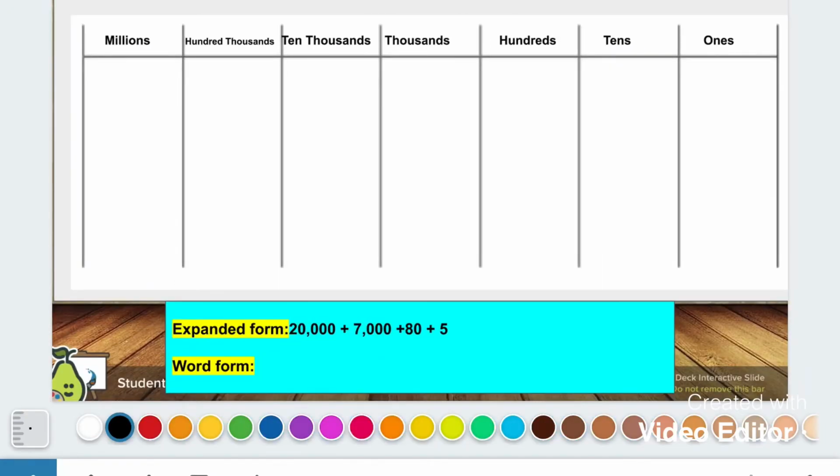Let's try another one. In this problem, they did not give us our number in standard form. Instead, they gave it to us in expanded form. So they showed us 20,000 plus 7,000 plus 80 plus 5. Don't let this trick you. We're still going to start in our smallest place value. So we're starting in our ones. Which one of these digits represents the ones place? Is it 20,000? Is it 7,000? Is it 80? Or is it 5?